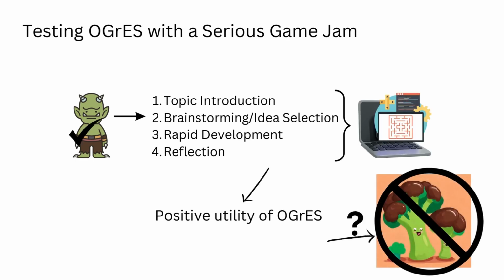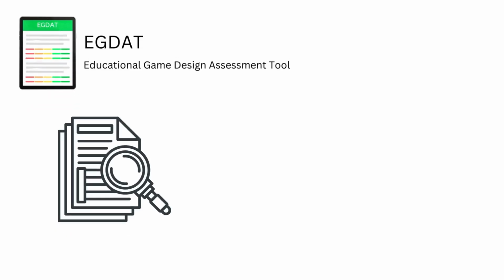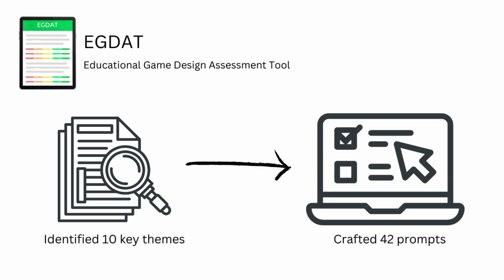However, we had no method for participants to measure how much or whether they were avoiding the chocolate-dipped broccoli problem. Finding no such tool, we created EGDAT, or the Educational Game Design Assessment Tool, via qualitative coding of the literature that discussed chocolate-dipped broccoli and provided guidance on the design of educational games. We identified 10 key themes and developed 42 prompts based on those themes.